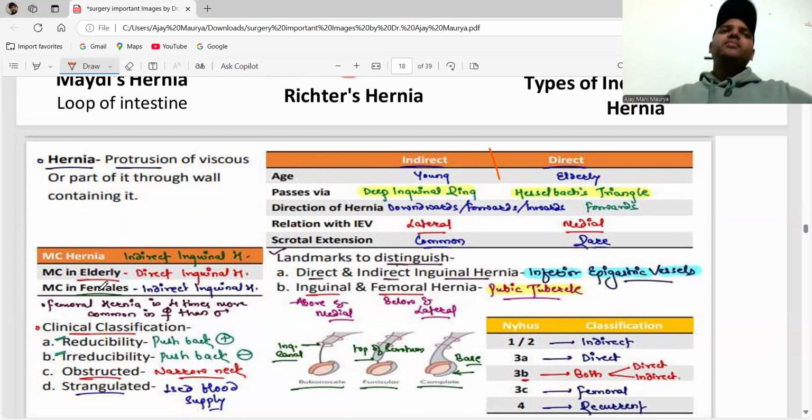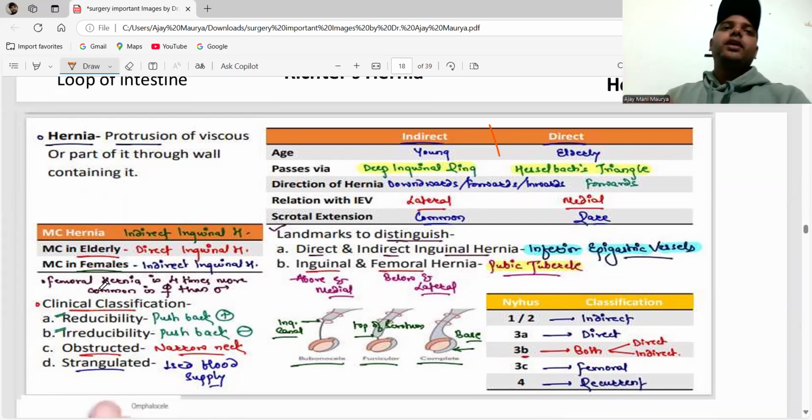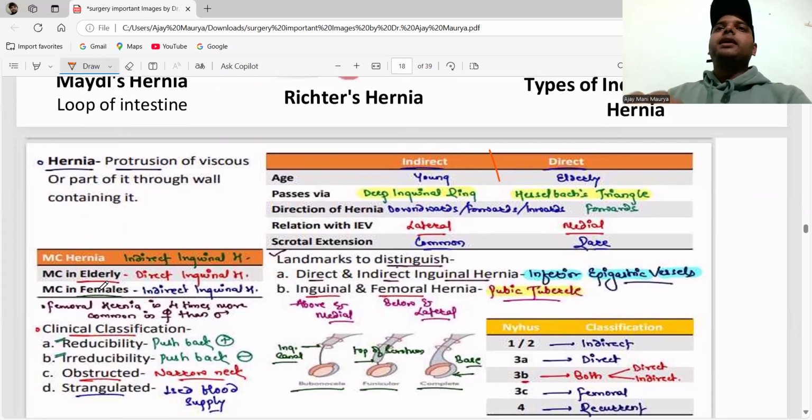See, the most common type of hernia in the females is the indirect hernia. If they ask you, femoral hernia is more common in, then in the case of the females. If they particularly mention the femoral hernia, then you have to mark the females. Otherwise, if they ask you what the most common hernia is, it is the indirect hernia.